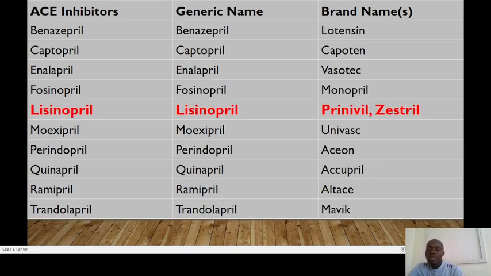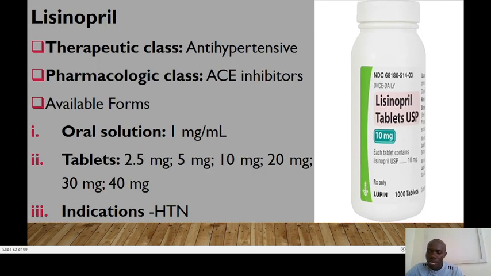What are some of the examples of these angiotensin converting enzyme inhibitors? Well, we have a big number here: benazepril, captopril, enalapril, fosinopril, lisinopril, moxipril, the prils. We refer to them as the prils group, and one of the products that we're going to be looking at is lisinopril.